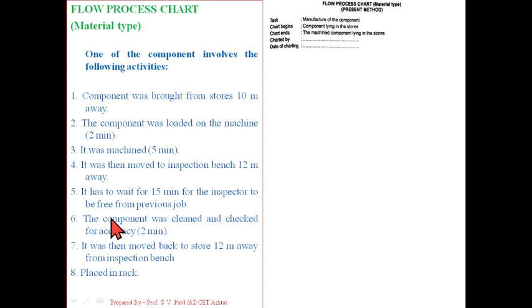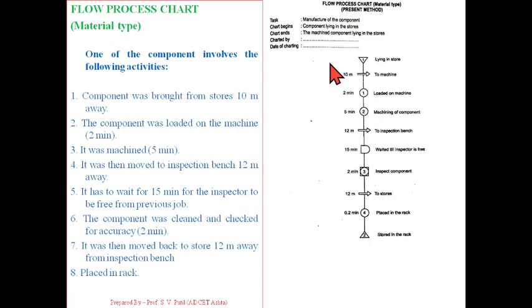By taking reference of these 8 different events, it is required to prepare the flow process chart, which is a material type. Already we have discussed that we are supposed to start with preparing the heading part of this flow process chart that is shown on the right hand side of the screen. Now, this is the chart which is prepared by considering these 8 events.